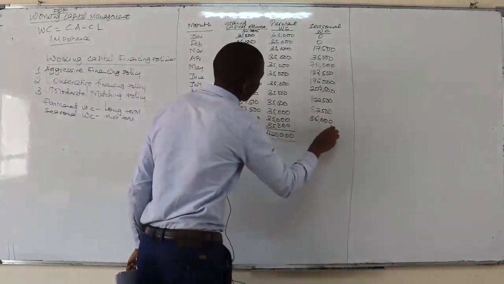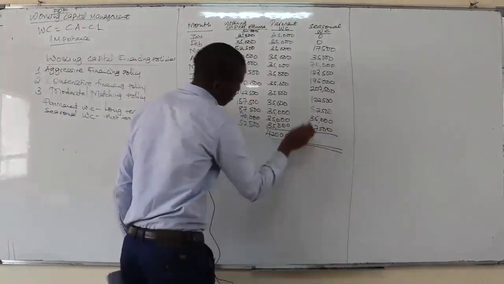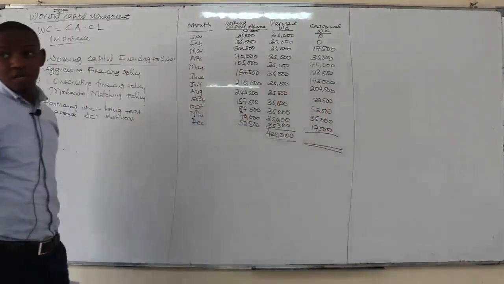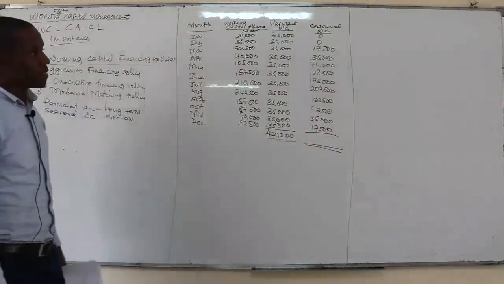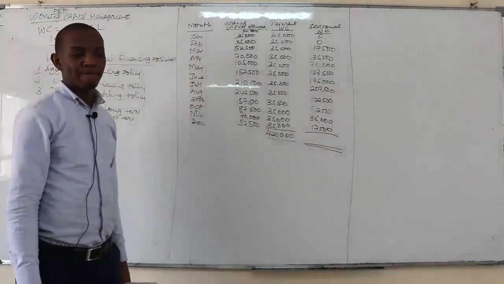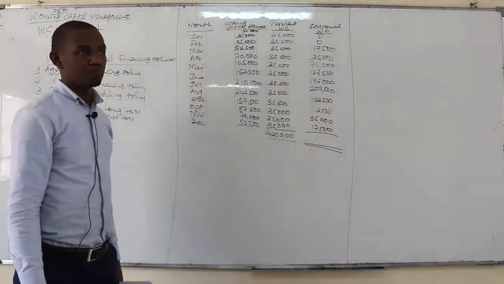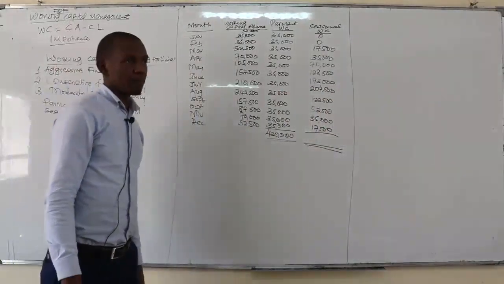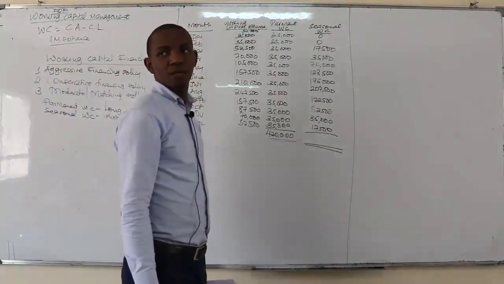And then 17,500. So get the total for us to know the total. What is the total for the seasonal working capital? How much does it give you?